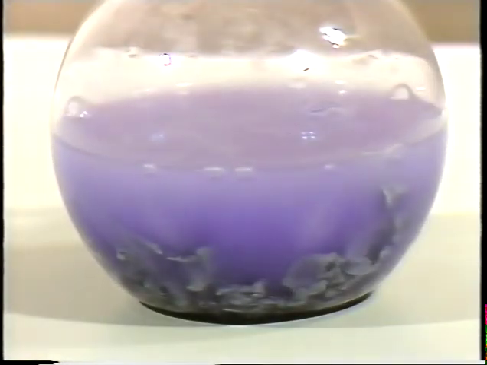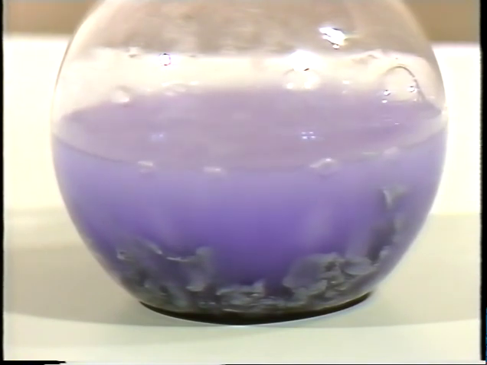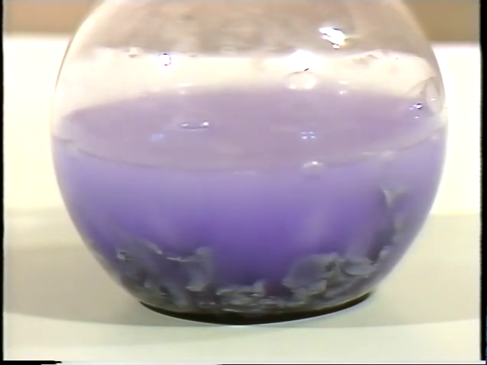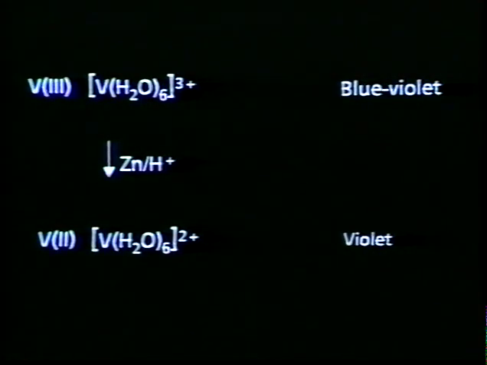We can now see that the vanadium has been reduced to the vanadium 2+ state, because now we have the lilac colour of the hexaaqua vanadium 2+ ion, which is protected by the atmosphere of hydrogen above it, which is coming from the zinc and acid. So we have reduced vanadium 5 all the way down to vanadium 2 with zinc and acid.